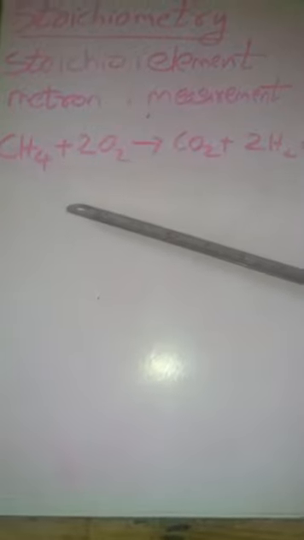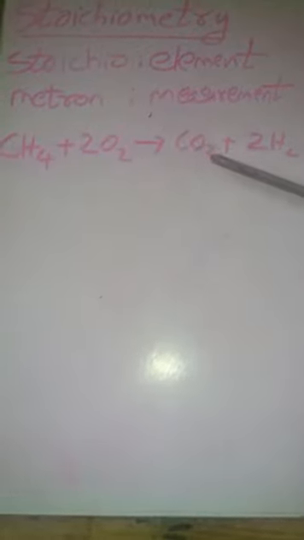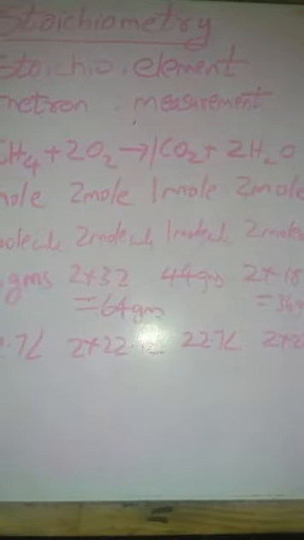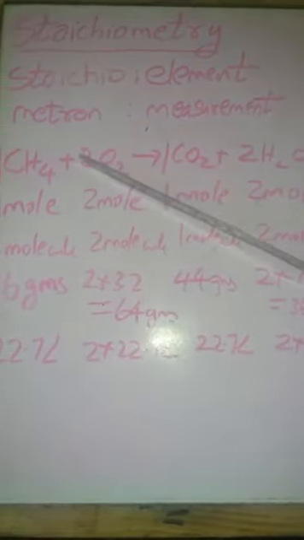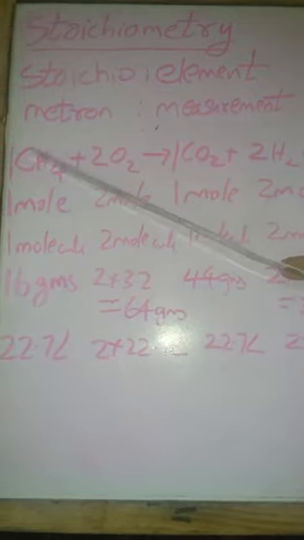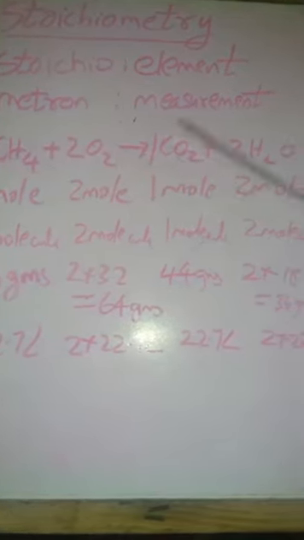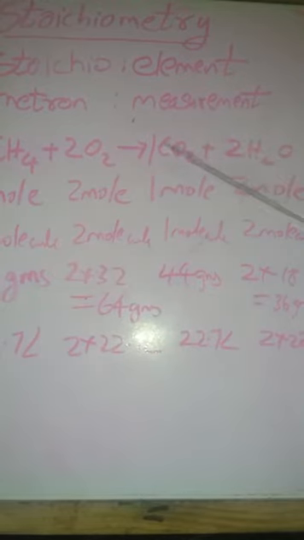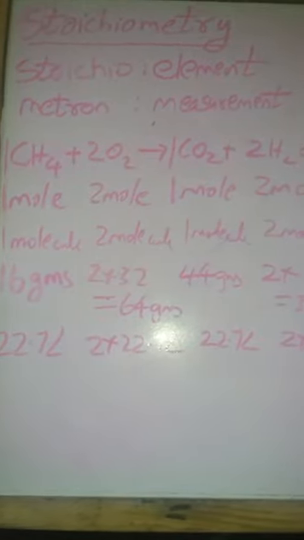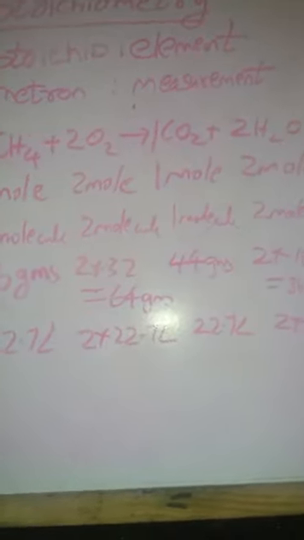Here CH4, 1 CH4 combines with 2 times O2 giving 1 CO2 plus 2 times H2O. These are the reactants and these are the products, that is methane and dioxygen are the reactants and carbon dioxide and water are the products. 1 and 2 are the coefficients of the reactants methane and dioxygen. Here 1 and 2 are coefficients of the products carbon dioxide and water. Let us see what this 1 and 2 represent or what information we get from these coefficients.